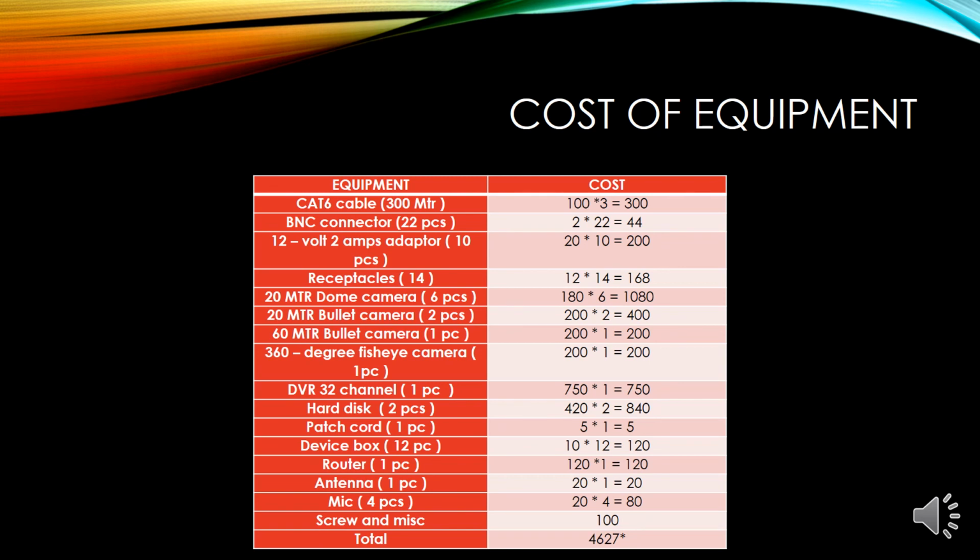For the 32 channel DVR, it will cost around $750. We need 2 hard disks, so that's $840. The other equipment like patch cords, device box, router, antenna, mic, and secure and mix will cost around $5, $120, $120, $20, $80, and $100 respectively. So the total cost for the equipment will be roughly $5,000.